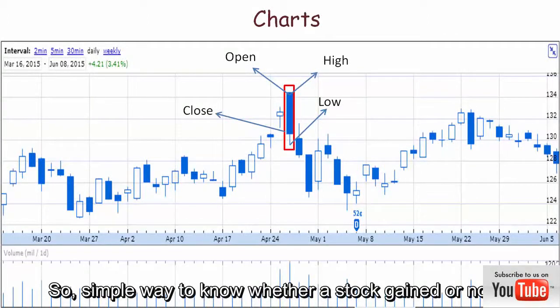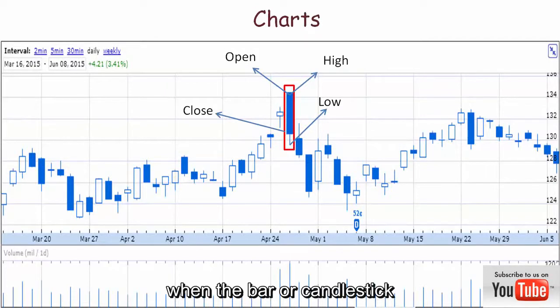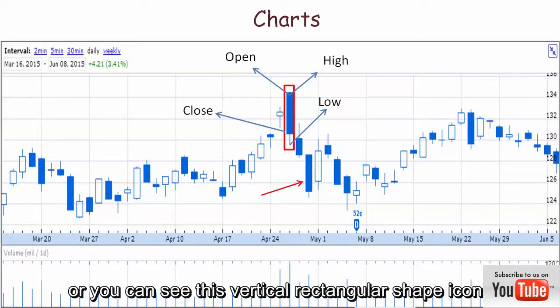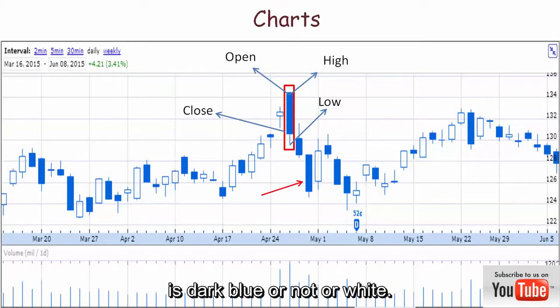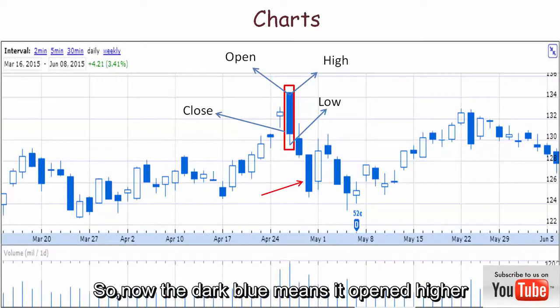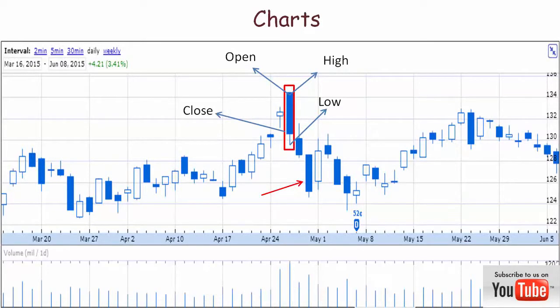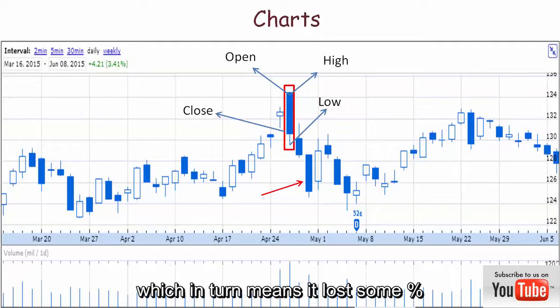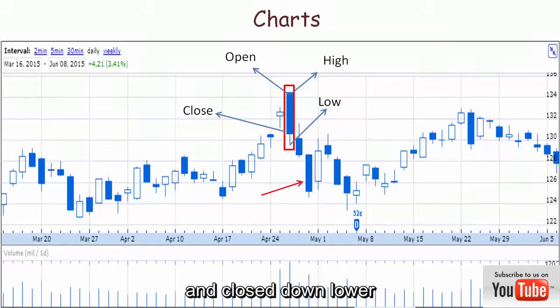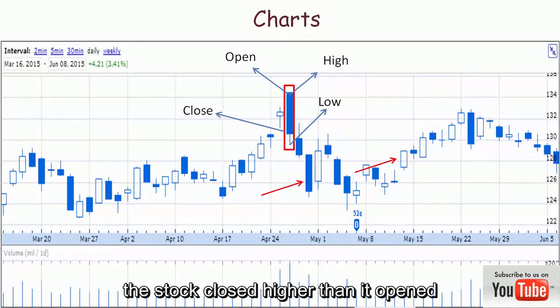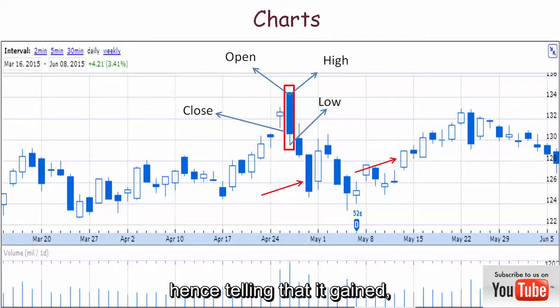So a simple way to know whether a stock gained or not is whether the bar or candlestick, or you can see these vertical rectangular shaped icons, is dark blue or white. Now dark blue means it opened higher but closed lower than that, which in turn means it lost some percentage and closed down lower. And a white bar shows that the stock closed higher than it opened, hence telling that it gained.